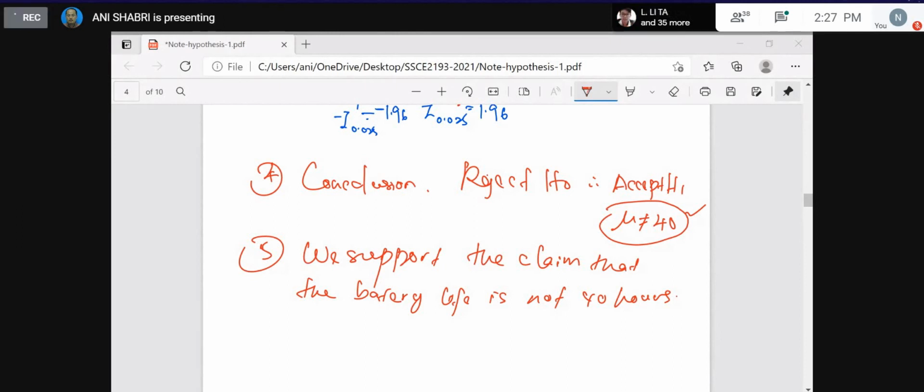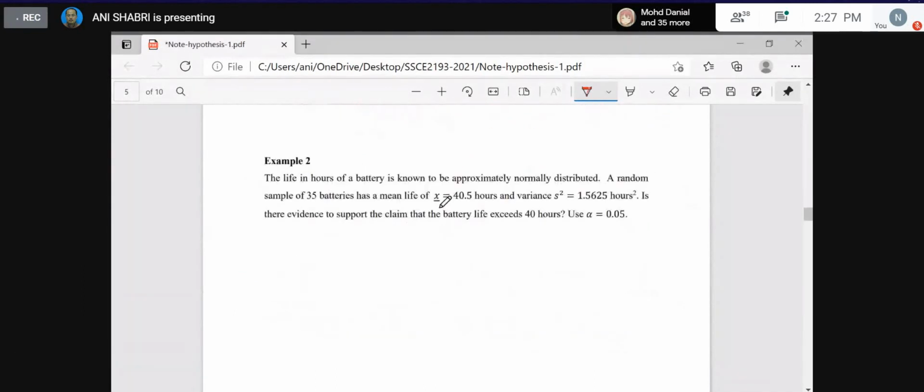Okay, we go to the second example. Example two, the question is almost the same. The life in hours of a battery is approximately normally distributed. A random sample of 35 batteries has a mean life x bar and standard deviation s, given as 1.5. Is there evidence to support the claim that battery life exceeds 40?